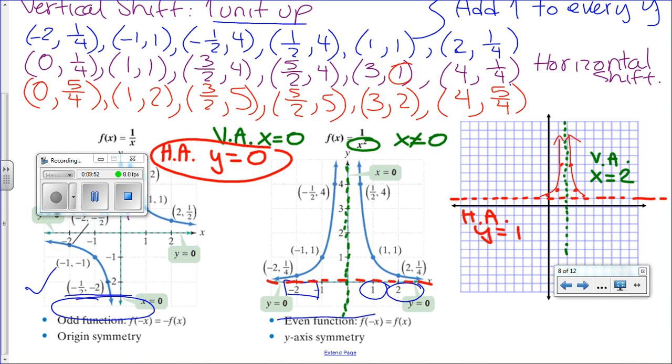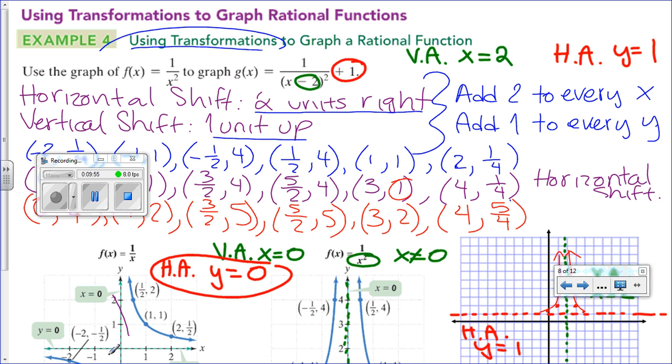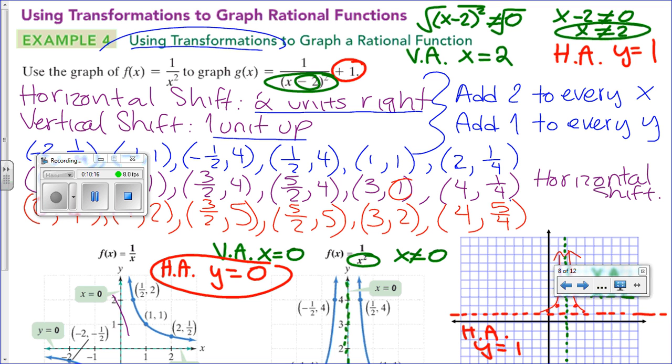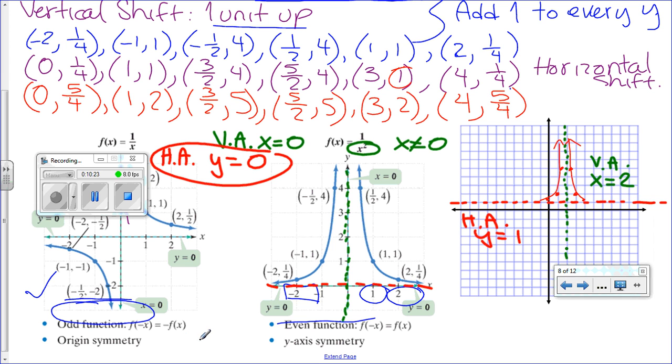Also, it makes sense if we look at the equation, we know that 2 must be excluded from the domain. Remember to find the domain, you take the denominator and you say that it cannot equal 0. So if we take the square root here on both sides, we will get x minus 2 cannot equal 0, and so x cannot equal 2. So remember, that same exclusion from the domain is going to be the vertical asymptote on your graph. So let's just finish up the graph.